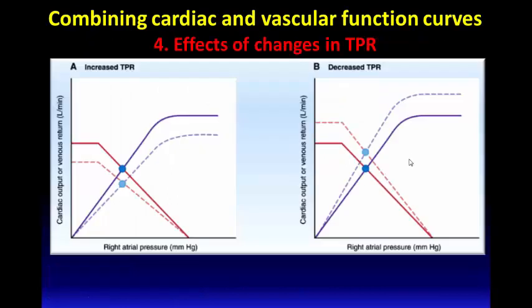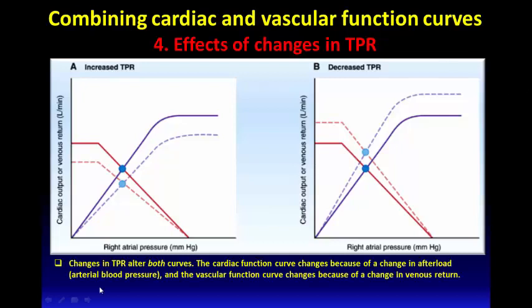Let's now describe the effects of changes in the total peripheral resistance on the combined cardiac and vascular function curves. Changes in the total peripheral resistance alter both curves. The cardiac function curve changes because of a change in the afterload, and the vascular function curve changes because of a change in the venous return.